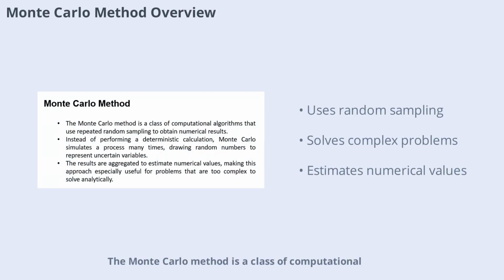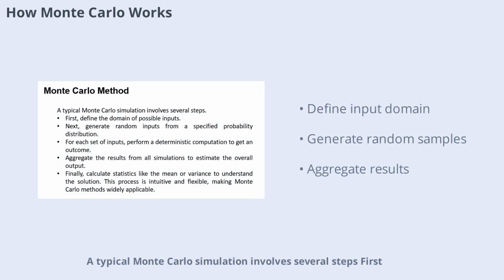constantly evolving. The Monte Carlo method is a class of computational algorithms that use repeated random sampling to obtain numerical results. Instead of performing a deterministic calculation, Monte Carlo simulates a process many times, drawing random numbers to represent uncertain variables. The results are aggregated to estimate numerical values, making this approach especially useful for problems that are too complex to solve analytically.